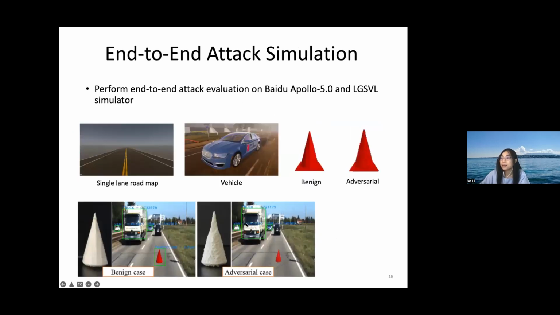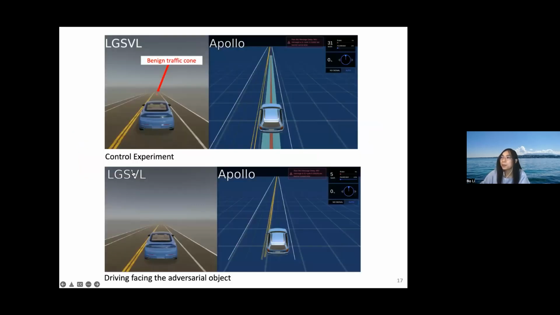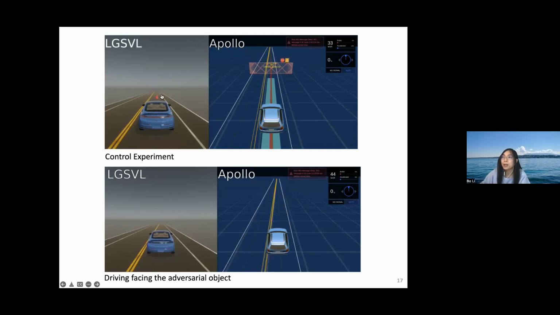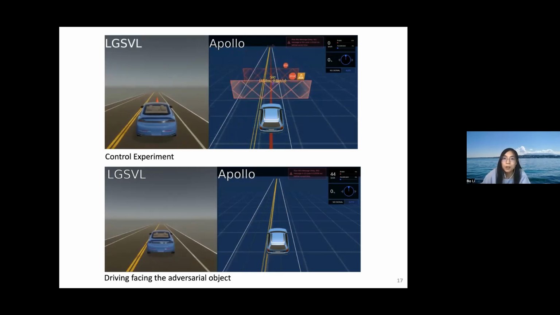And this way, if you put the object on the highway, like a very common cone on the highway, under both the LGSVL and Apollo simulation platforms, you can see the car will never recognize it, even when equipped with the multi-sensor fusion system. It will go through it, which is very dangerous. And as a control experiment, if it's a normal cone, the car will recognize it and stop. So I think it's a very interesting example.